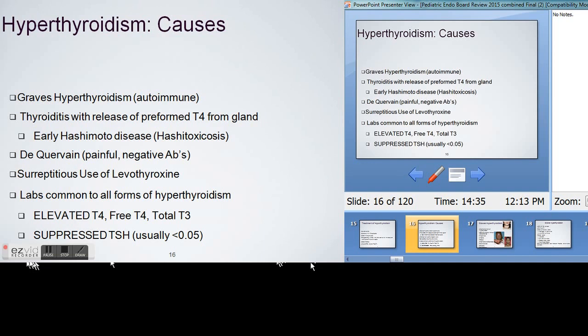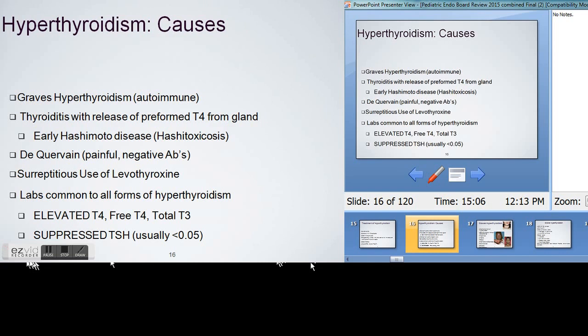At the beginning of the problem, when you have the destruction of the thyroid gland, the follicles will release hormone that was preformed, and that preformed hormone will give us an increase in thyroid hormone in the serum, and that is called hashitoxicosis. Usually it lasts for maybe a few weeks, and it may even go unrecognized by the patient. They don't have a lot of symptoms.